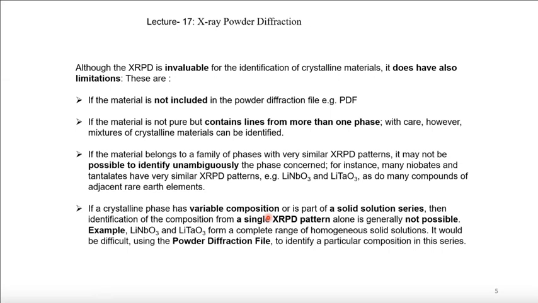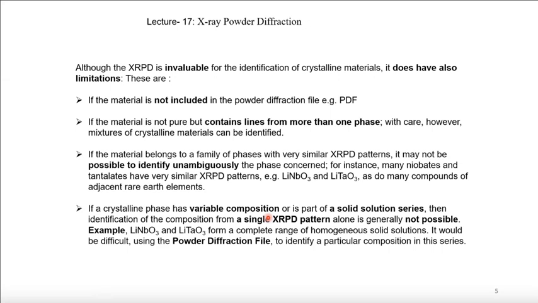What are the limitations? If we don't have the powder diffraction file in the International Centre for Diffraction Data, then there is a problem to analyze the experimental samples. If the material is not pure and it contains a few other phases, that is also a bit difficult to analyze.